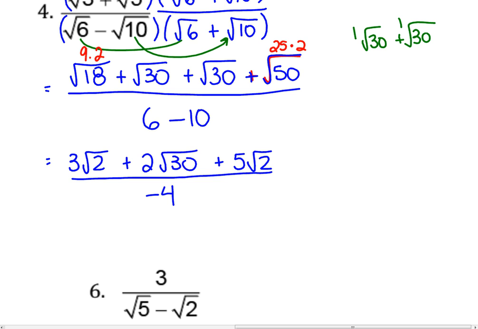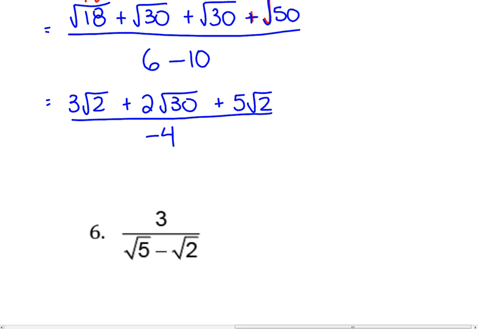Okay, that's a problem. We got rid of the radical, but we created a different problem. There's a negative on the denominator. So let's deal with that last. Are there like terms on the numerator? Yeah, 3 root 2 and 5 root 2, 8 root 2, plus 2 root 30. Can you break down 30? No, over negative 4. Oh, there's 2 issues.